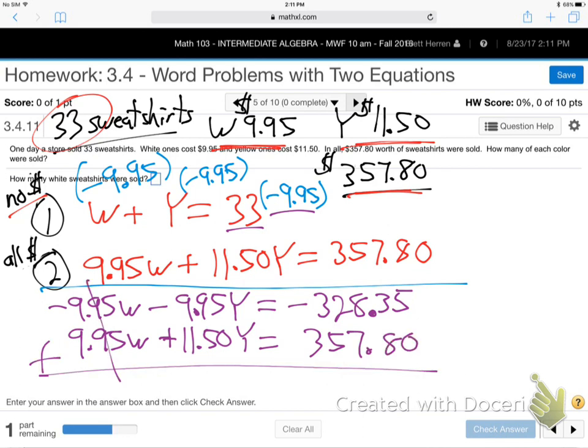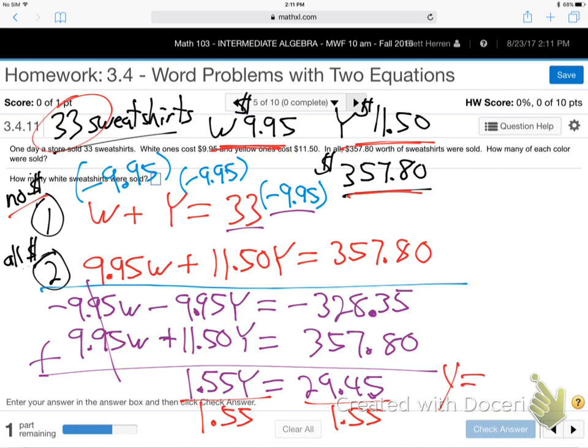Add them up, boom. What is this, is it 1.55? I think. And then over there, 29.45? Thank you. 29.45. We doing okay? Is that making sense? What's happening there? And then divide by the 1.55.